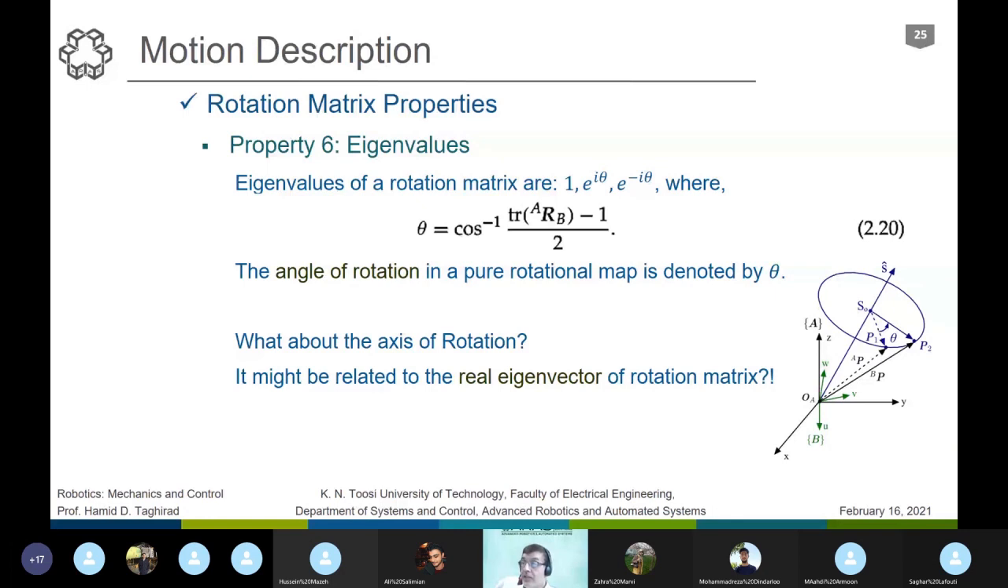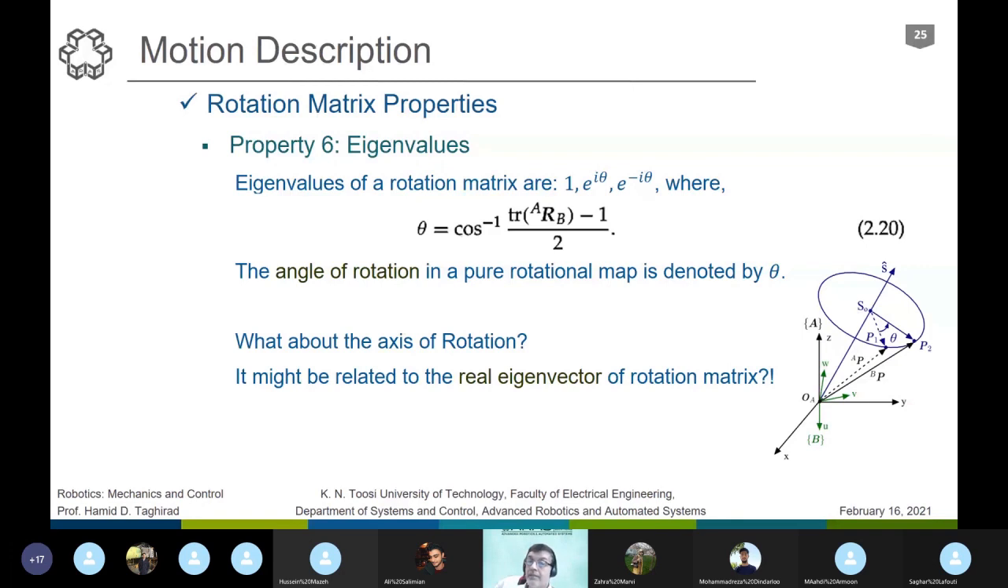So here you see that the determinant is 1. Here you see that the lengths of the eigenvalues are also 1. But one of them is real, and the 2 other ones are complex. They should be complex. It is only not complex if theta is 0, when there is no rotation. And the most important one is this theta.